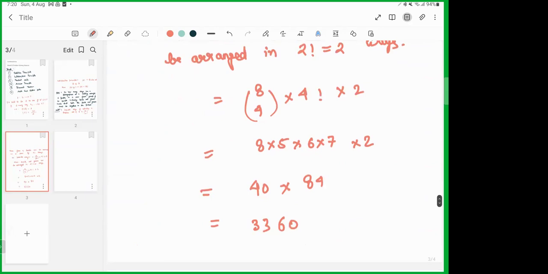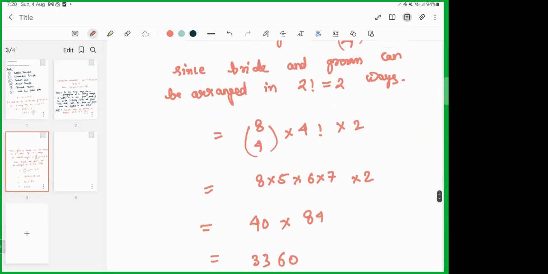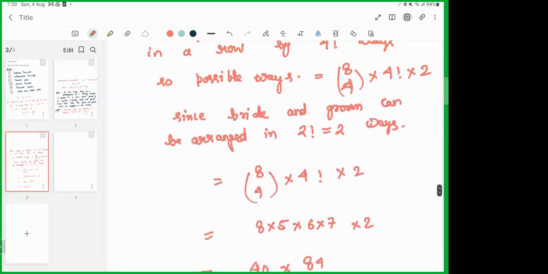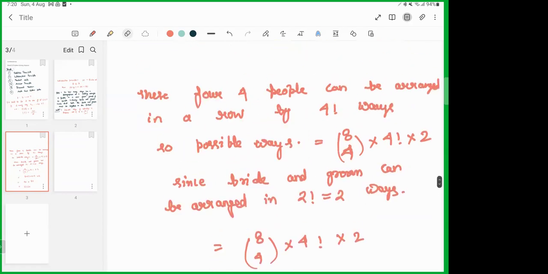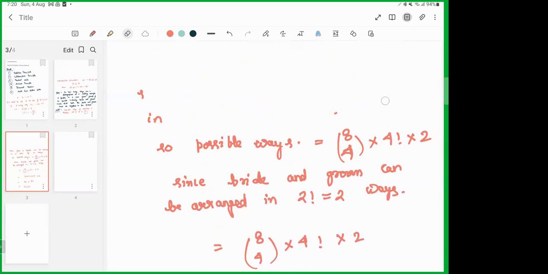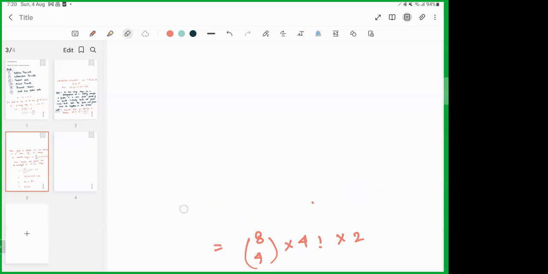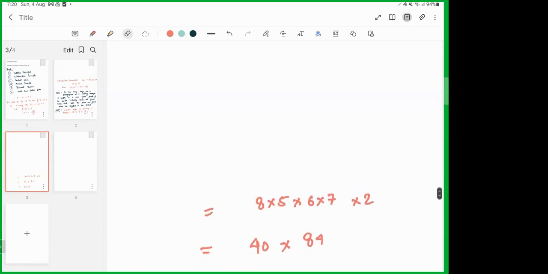No, the answer is not correct. We have made some mistake. Let me think. We are choosing 4 people out of 8 people, correct? Then, oh no, you are incorrect here. So let me erase this full page. Yes, I got it, where it is wrong. I will explain. His idea is correct, but it is fine.